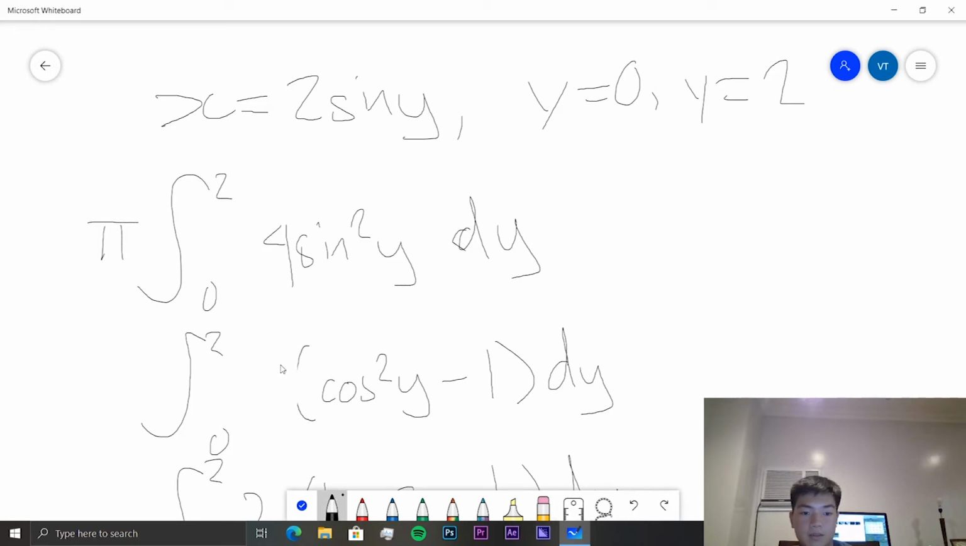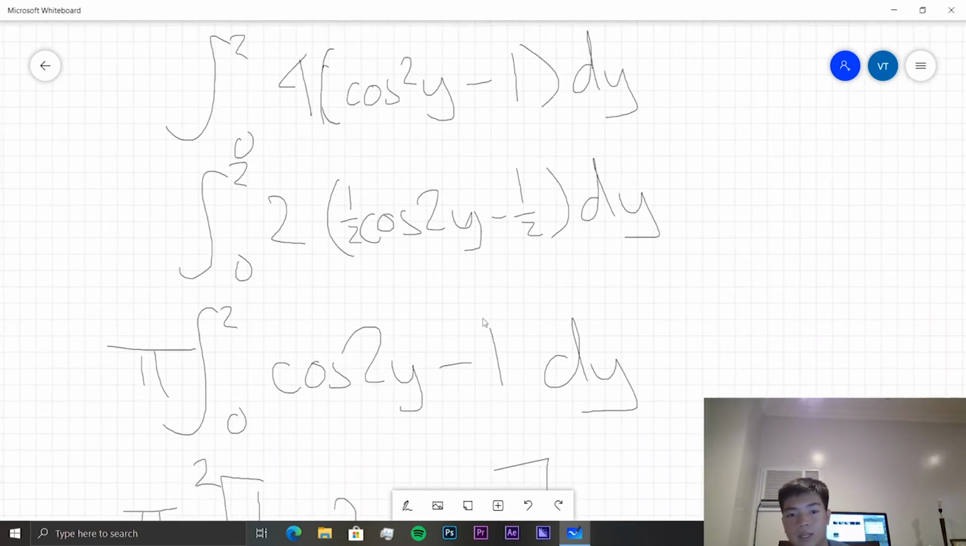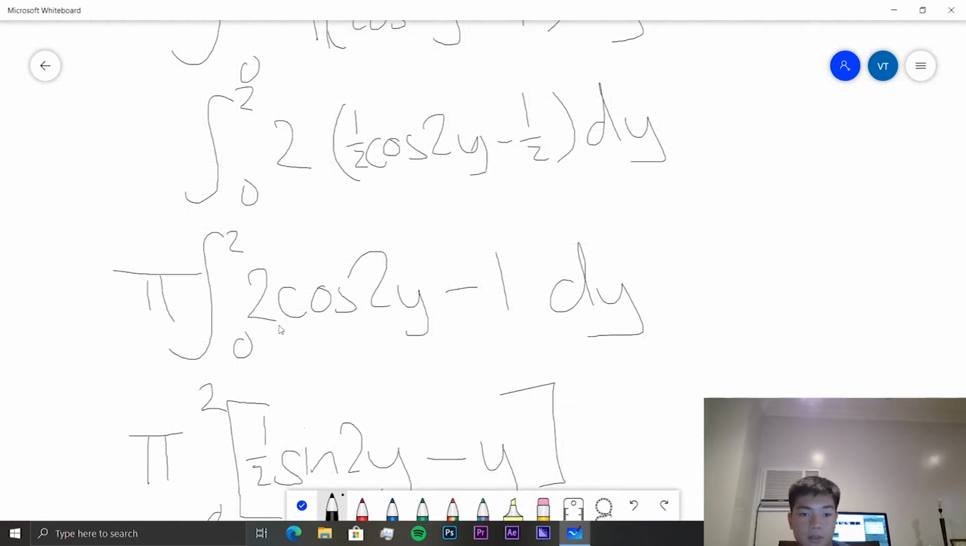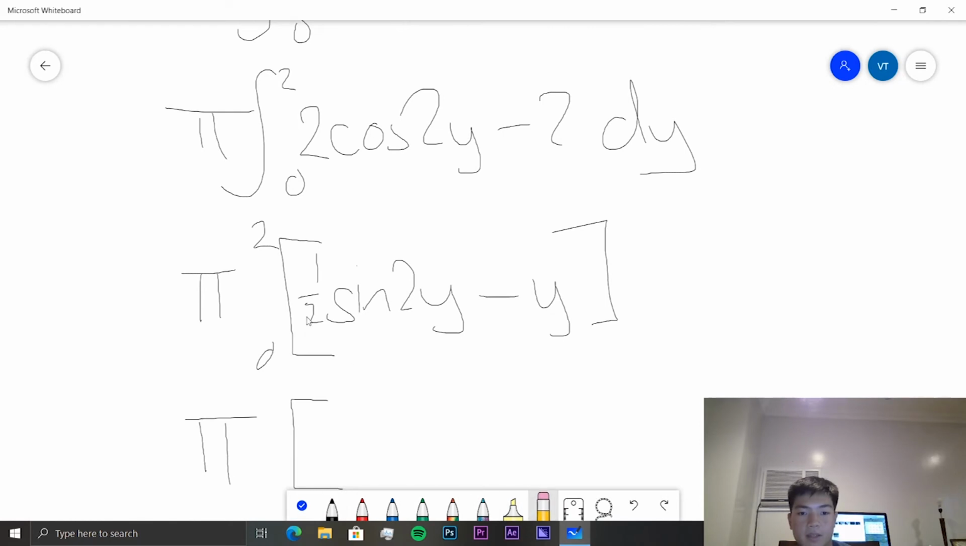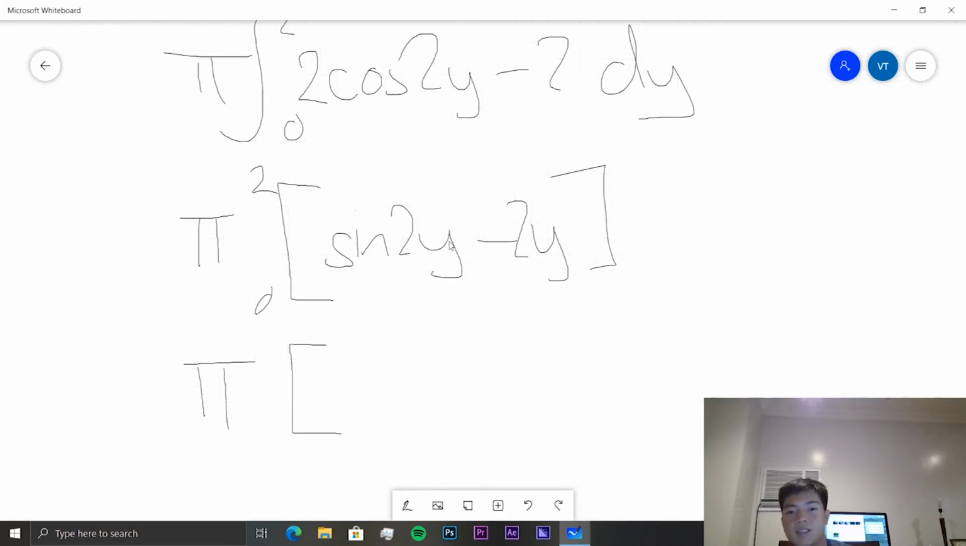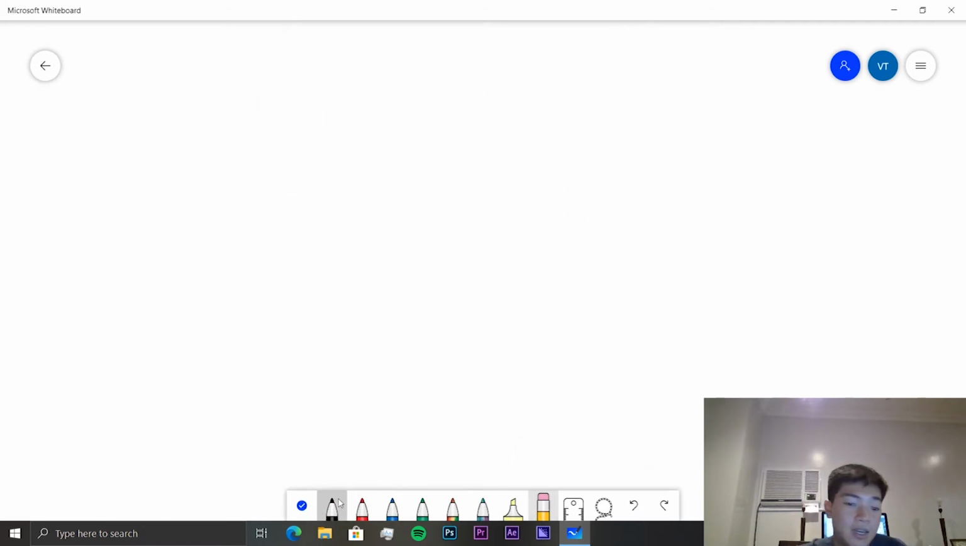Maybe that was it. 4 cosine squared y minus 1. 2 times 1/2 cosine 2y minus 1/2. So this is 2 cosine 2y minus 2. So we have here just sine 2y minus 2y. But then sine 4 doesn't exist. So this is a pretty bugged question. I'm just going to do the next one since there's an error in the question.